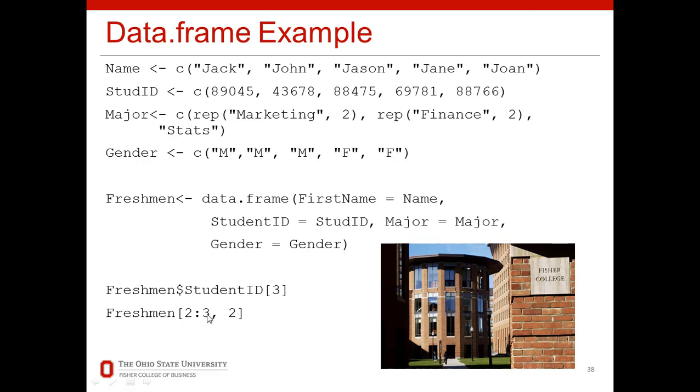For freshmen here, notice I've done it as a matrix indexing. So I can say, give me columns 2 through 3. That would be student ID and major. And then I want the second student, which would be the student ID for the second student would be 43678, and the major for the second student would be marketing. Once again, practice makes perfect. Try some examples out, play around with it. That's really how you learn coding.